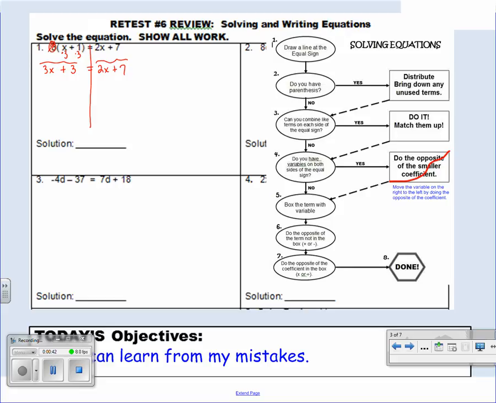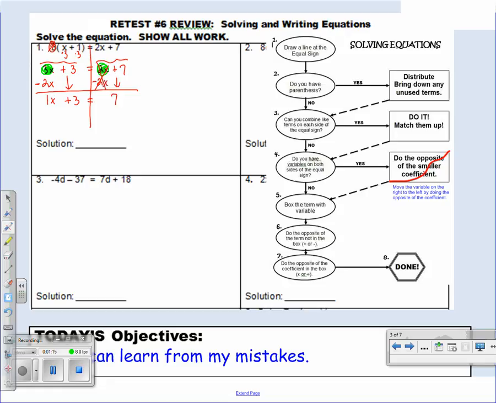So step 4, do you have variables on both sides of the equation? Yes, we do. We have a 3x on the left and a 2x on the right. We can combine those by moving the variable on the right, that's the 2x, to the left. And the way we do that is by changing its sign, so it becomes a minus 2x. 3x minus 2x is a 1x. The plus 3 drops down. 2x minus 2x is 0. That tells us we did it correctly. We have a 7 that drops down.